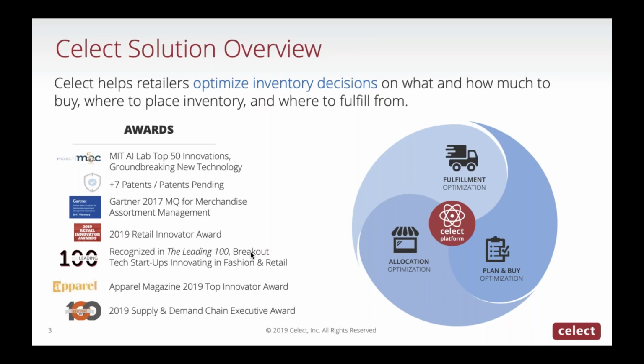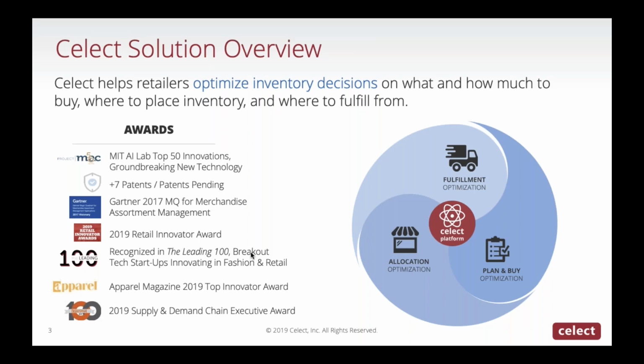So for those of you who aren't familiar, Select really focuses on optimizing inventory decisions. So we look at what and how much to buy with our plan and buy optimization tool, where to place inventory with our allocation optimization tool, and where to fulfill an online order from with our fulfillment optimization tool. All of these are built on a common platform, and that platform has a lot of patents, as well as has won a number of awards.